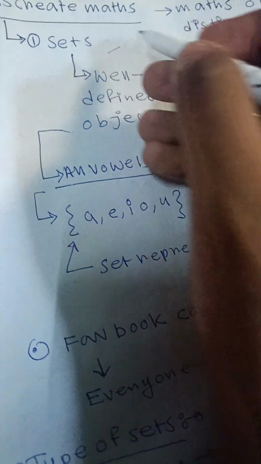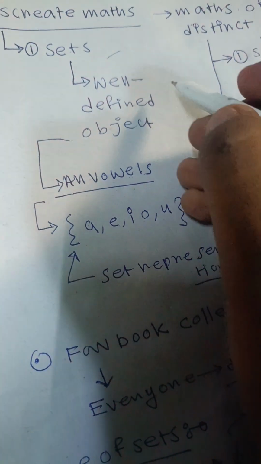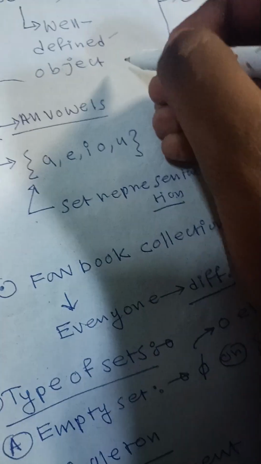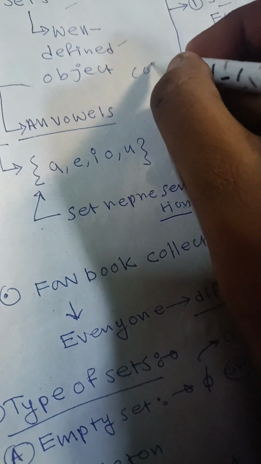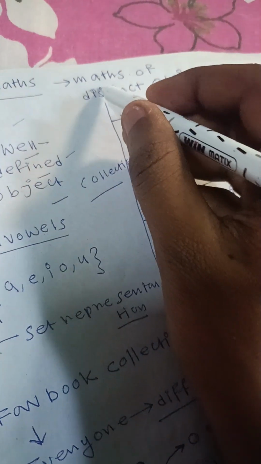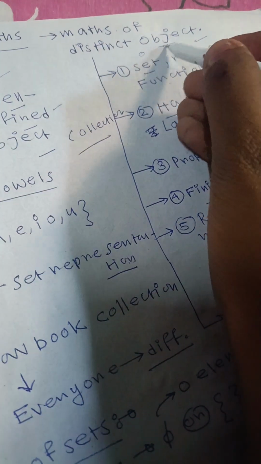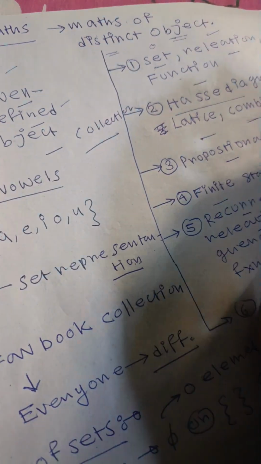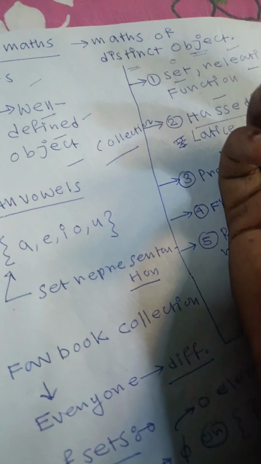Let's start the journey with sets. So, what is a set? A set is a well-defined collection of objects. It is nothing but a collection. So, what are well-defined objects? Here we also talk about distinct objects. Distinct objects mean they are not interrelated with each other.